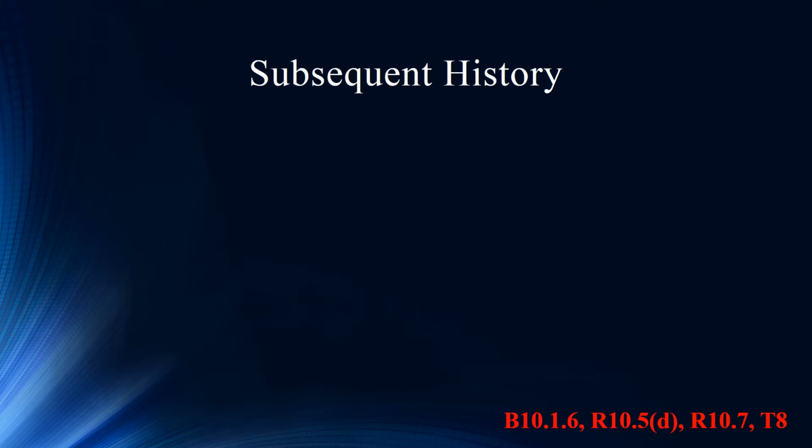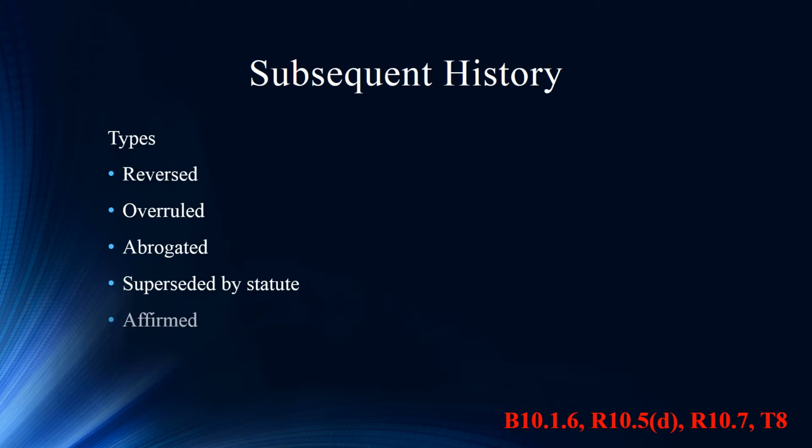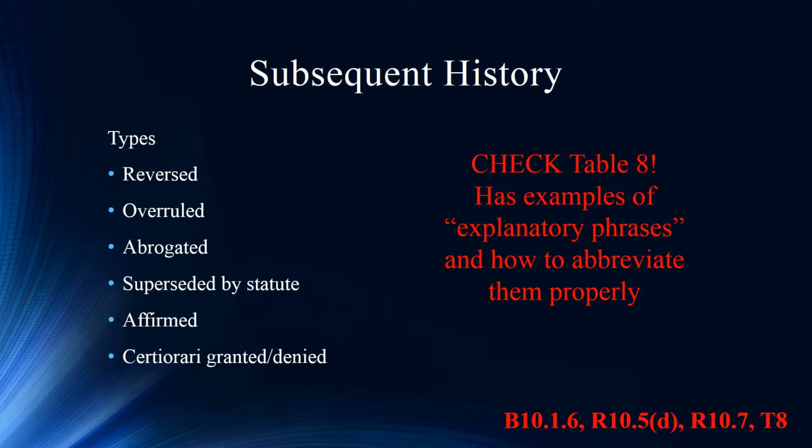Subsequent history is governed by B10.1.6, Rule 10.5(d), Rule 10.7, and Table 8. There are multiple types of subsequent history, including reversed, overruled, abrogated, superseded by statute, affirmed, and certiorari granted or denied. Remember to check Table 8 when dealing with subsequent history because it gives you examples of explanatory phrases as well as how to abbreviate those explanatory phrases properly.